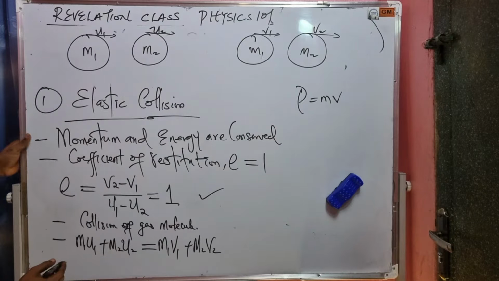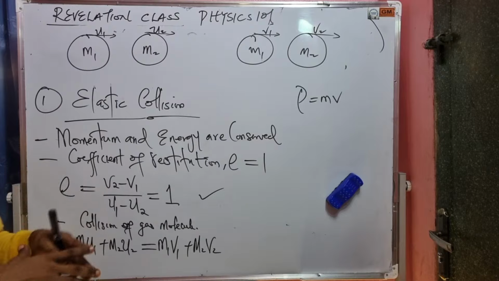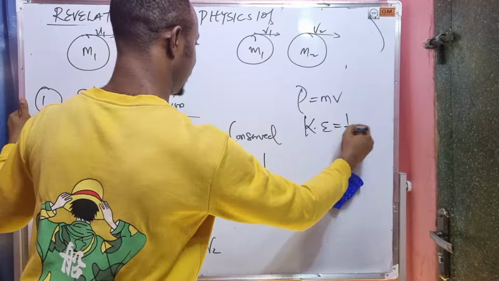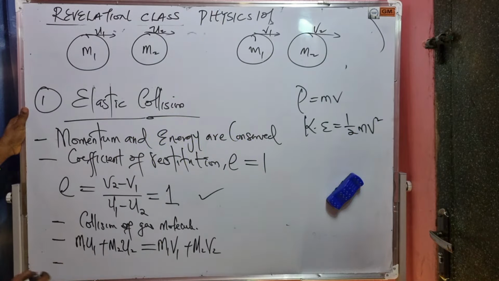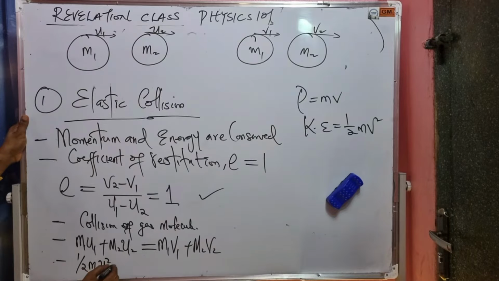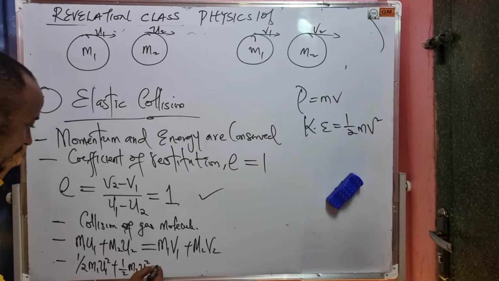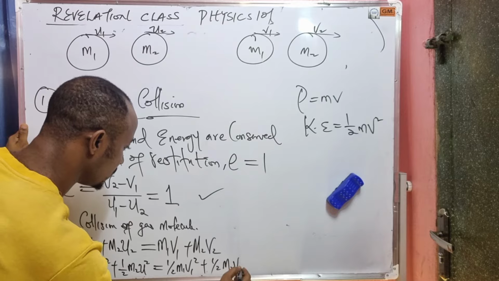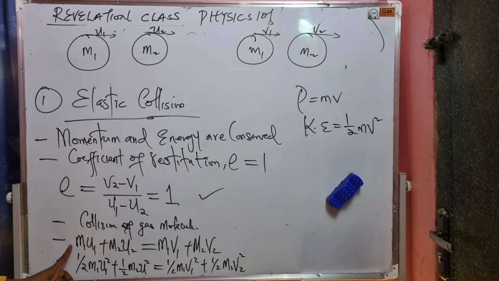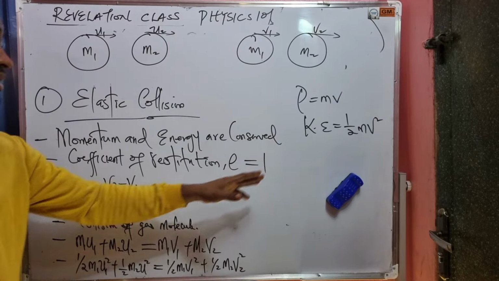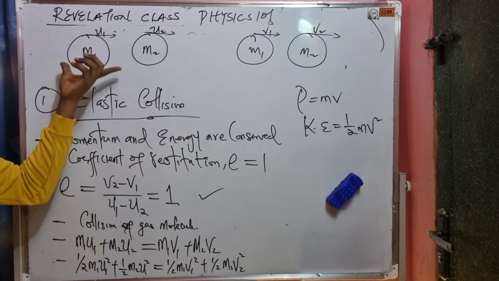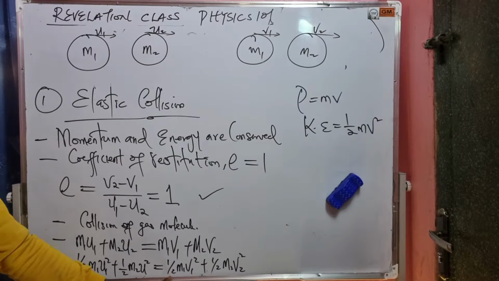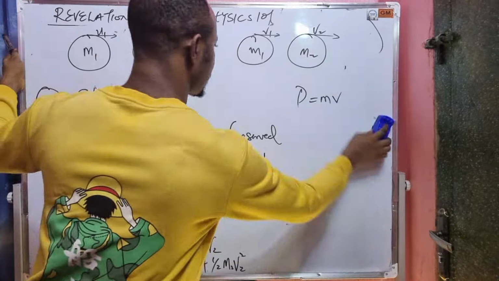Okay? Then when they say energy is also conserved, the energy experienced when the body collides is called kinetic energy. And KE, we know, is half mv squared. So for this, that implies that half m1 u1 squared plus half m2 u2 squared equals half m1 v1 squared plus half m2 v2 squared. Momentum is conserved, before and after they are equal. Energy is also conserved, before and after they are equal. The energy we are dealing with is kinetic energy. This is all I can say about elastic collision, at least for your level.